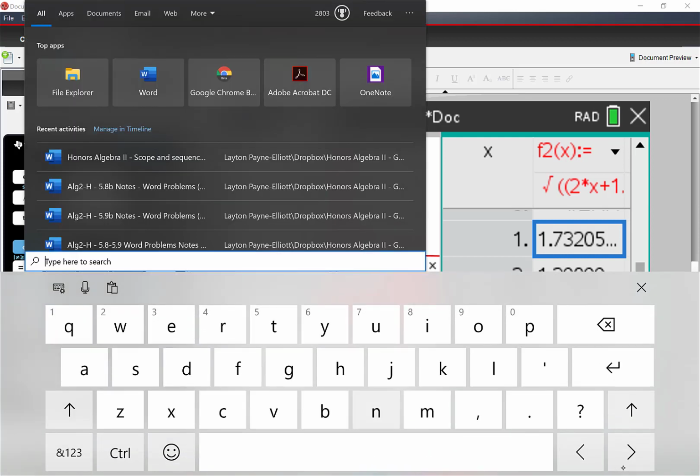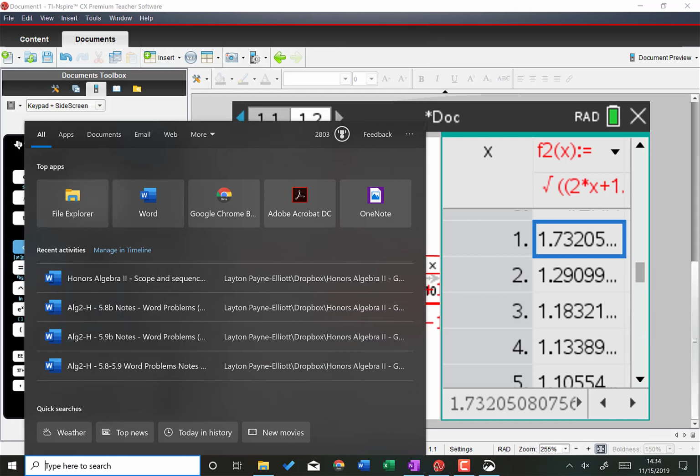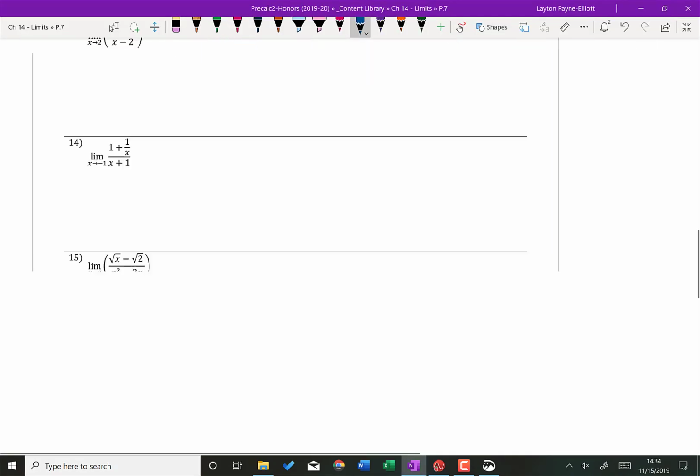Again, what time are we out of here? Okay. Then I'll snip this in a minute, and let's go to the last one.